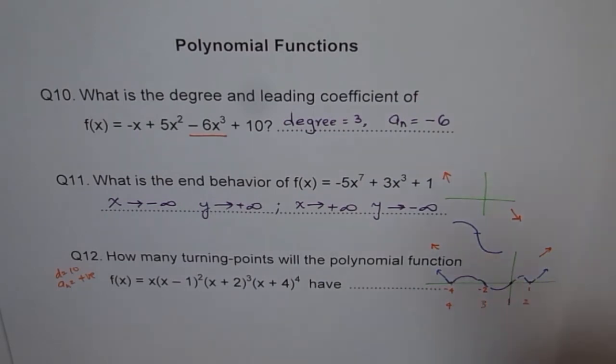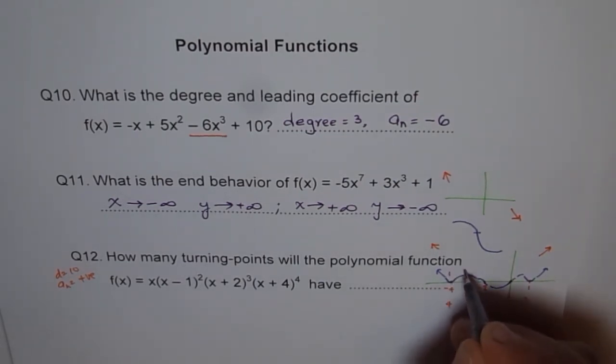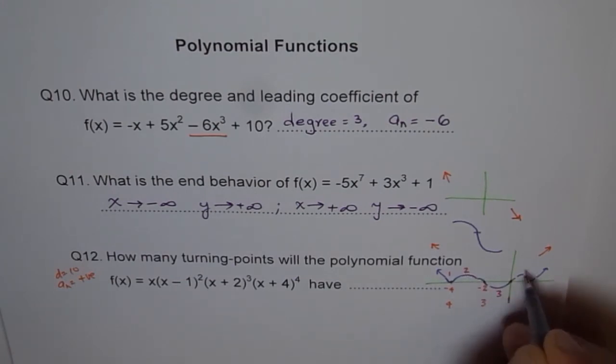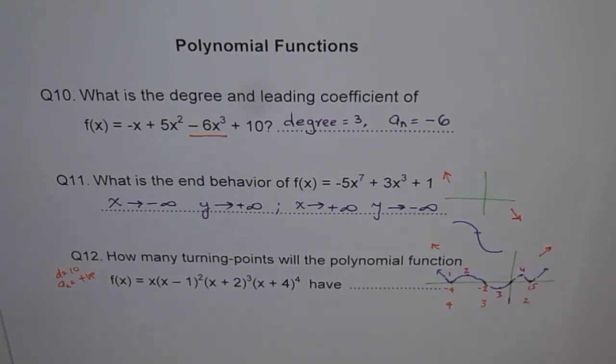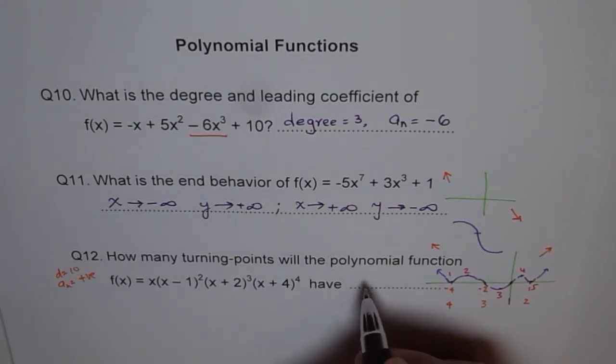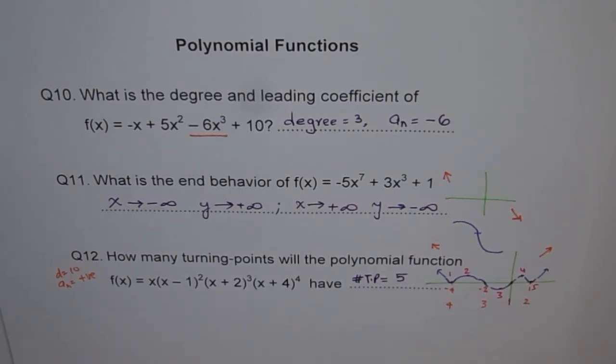Now, where are your turning points? Your turning points are here. 1, 2, 3, 4, and 5. These are your turning points, okay? 1, 2, 3, 4, and 5. So you got your answer, and the answer is the number of turning points equals 5 for us. As I promised, I'll give you a formula here, okay?